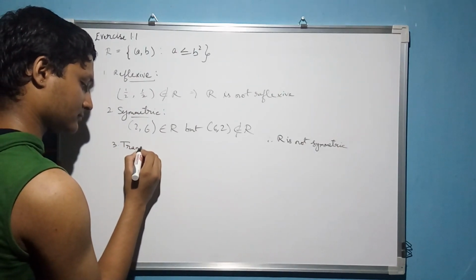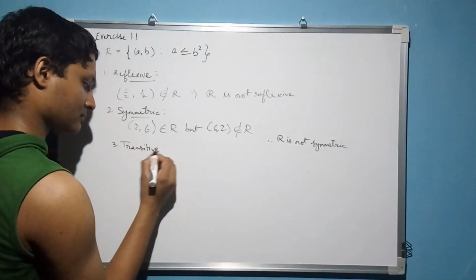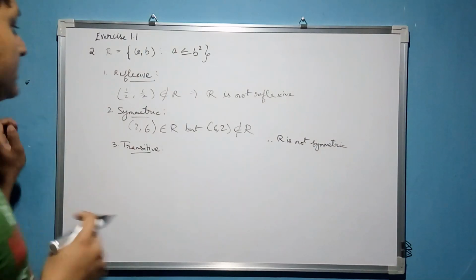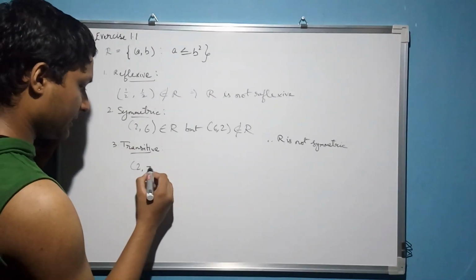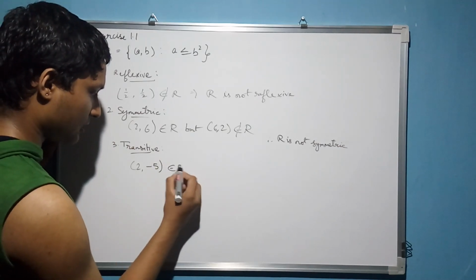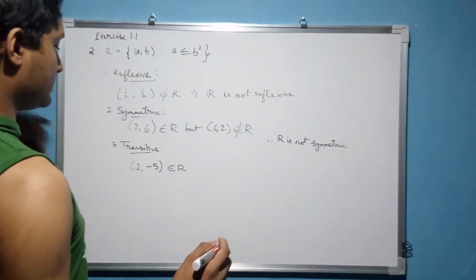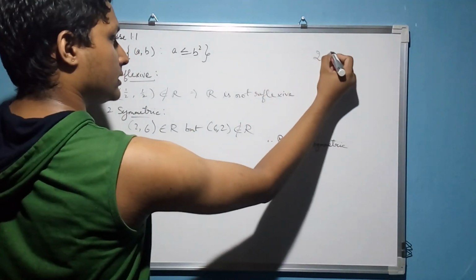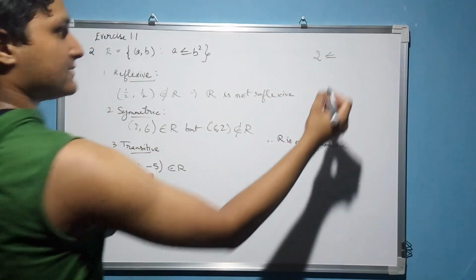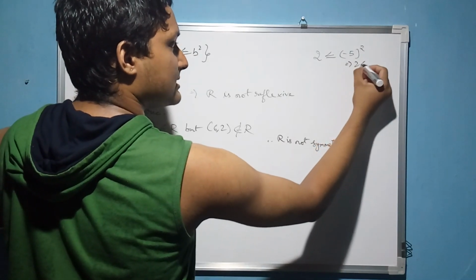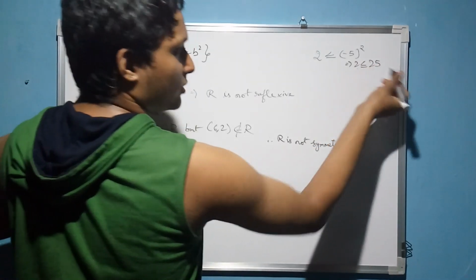Transitive. Again, even in this case, we are going to take a counterexample. So let me take one example, say (2, minus 5) belongs to R. I'll check whether this is belonging. a should be less than or equal to b square. a is 2, b is minus 5. Minus 5 whole square is 25. That complies: 2 is less than or equal to 25. Yes, we know that 2 is less than 25.